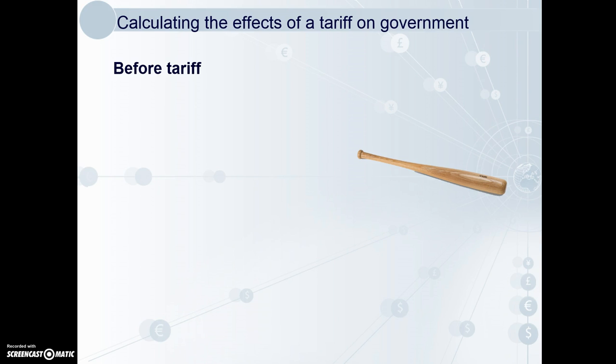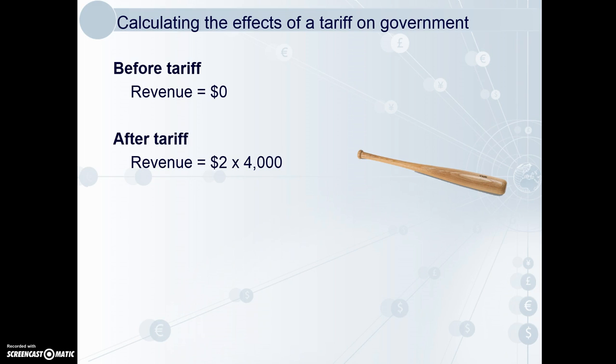Onto the government. Before the tariff, the government makes no tariff revenue because there's no tariff. After the tariff, they make $2 per imported baseball bat. So remember, it's not the total amount. They only make the tariff on the imported baseball bats. They don't get that tariff from the domestic producers. There are now 4,000 bats imported, so $8,000 is added to the budget bottom line, ceteris paribus.